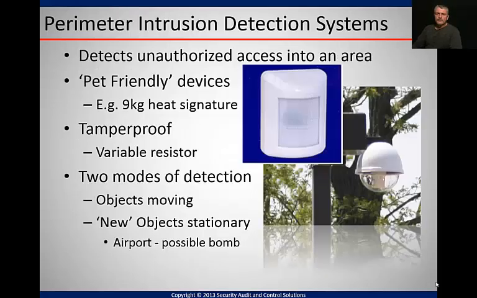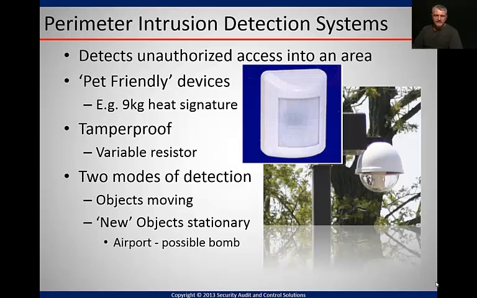Also, when we look at perimeter intrusion detection system, which detects unauthorized access to an environment, this can be passive infrared devices. You have pet-friendly devices, which, for example, a 9-kilogram heat signature, more than that will trigger and less than that won't trigger. Also, some of these devices need to be tamper-proof as well. And an example is a variable resistor.